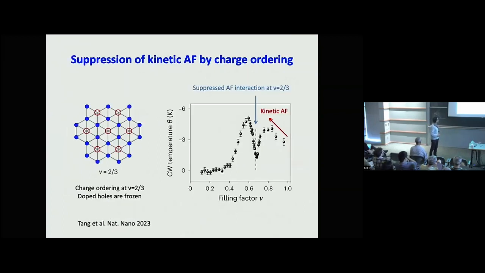Okay. And one last thing I want to highlight is, what if you keep doping the system to some commensurate fractional filling, where the electrons are all arranged into a generalized Wigner crystal? For instance, the electrons can now arrange into a honeycomb lattice. You can see this kinetic antiferromagnetism coming in at the beginning of hole doping. But once you get to the commensurate filling of 2/3 here, the doped holes become frozen because of this Wigner crystal, and you get a large suppression of the kinetic antiferromagnetism in the material.